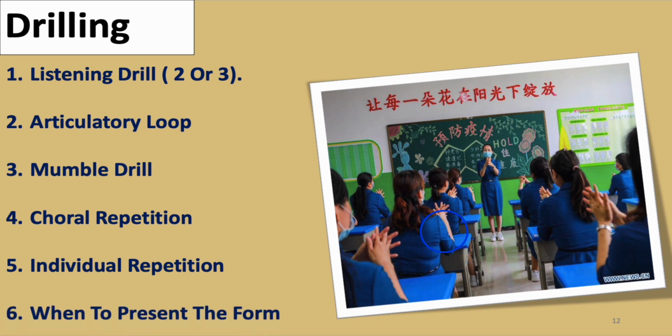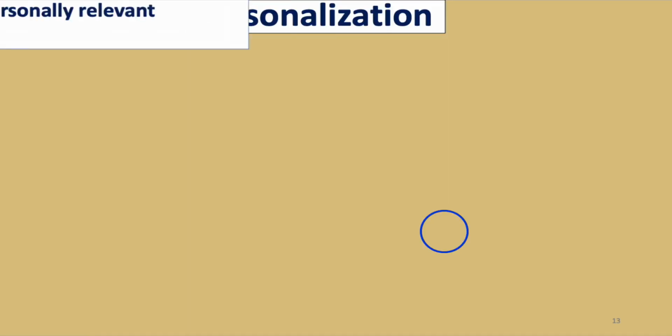Okay. So some people ask when to present the form. Is it at the beginning or later? So normally we present the form in the beginning. So you show, for example, a picture, then you elicit the target word, and you write the word in a sentence, and you pronounce the word, and also the students pronounce it as well. So this is the way we do it.